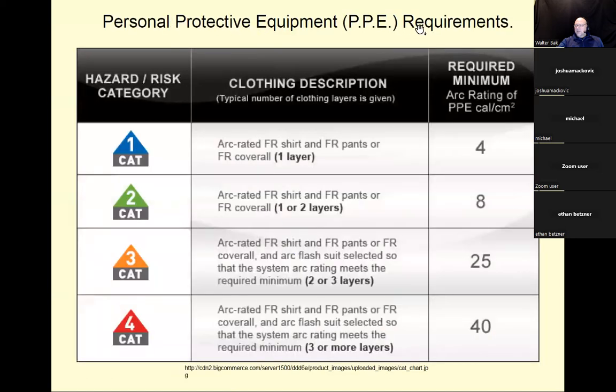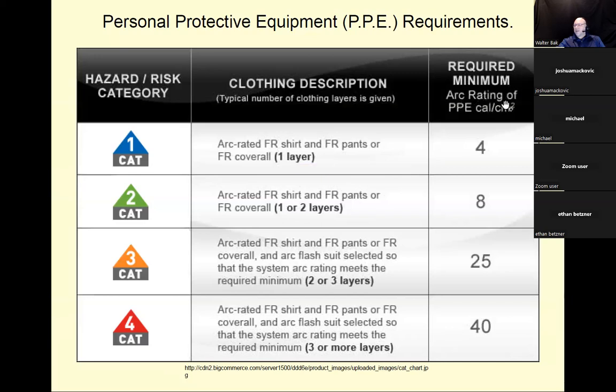Personal protective equipment requirements. Hazard risk category, and some of this is going to be on the test, I'm telling you that already. Hazard risk category 1, 2, 3, and 4, and the severity is as such: 4 is the most severe, and 1 is the least severe as far as the personal protective equipment. So number 1: arc-rated flame retardant shirt and flame retardant pants, or flame retardant coveralls, 1 layer.